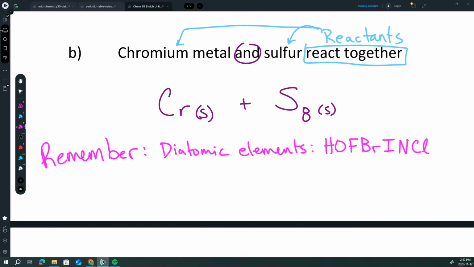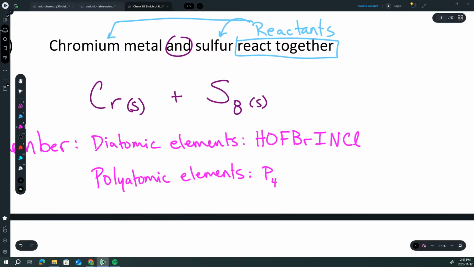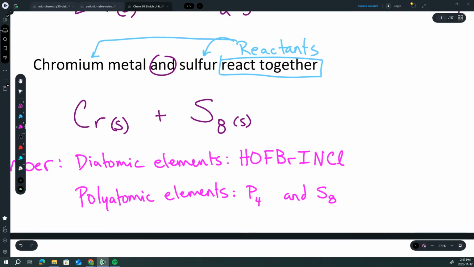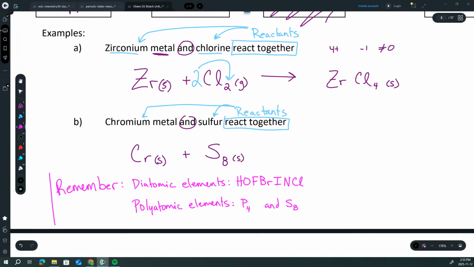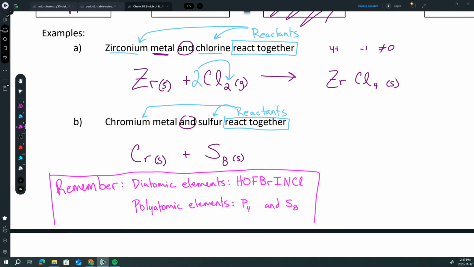Okay, so whenever you have one of these by itself, there's always 2 of them. For polyatomic, there's only phosphorus and sulfur there. So phosphorus, when it's by itself, is P4. And sulfur, when it's by itself, is S8. Okay, so that was just a quick reminder that's separate from the question that we're dealing with right now.